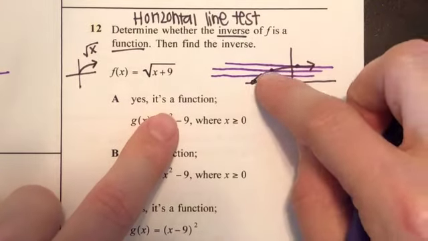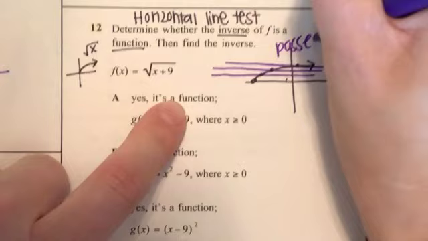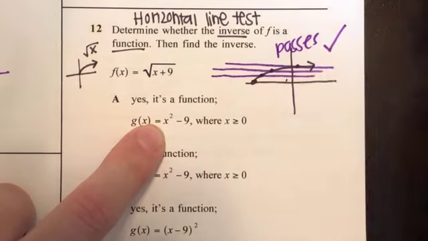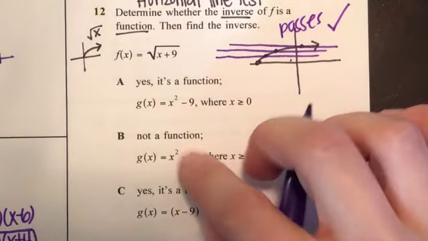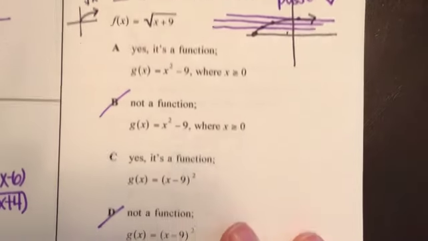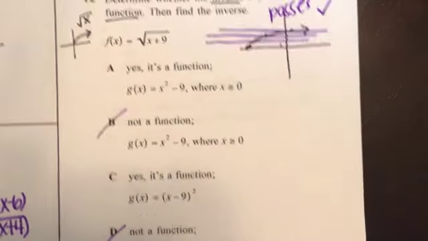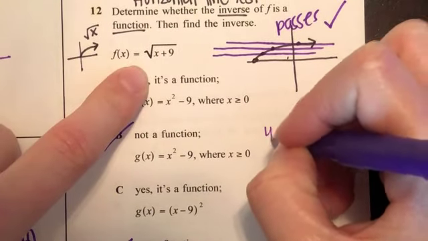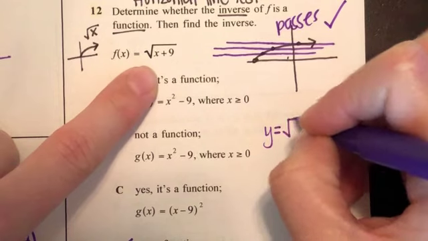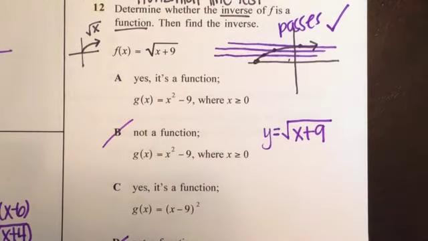So that means it is a function. Yes, it passes the test. So yes, the inverse is a function. So I'm going to go ahead and eliminate B and D because we know the inverse is a function. And then after that, let's find the inverse. So here it is. I'm going to use y instead of f of x. And to find the inverse of a function, you switch x and y.